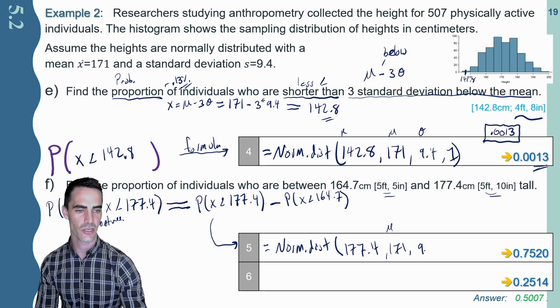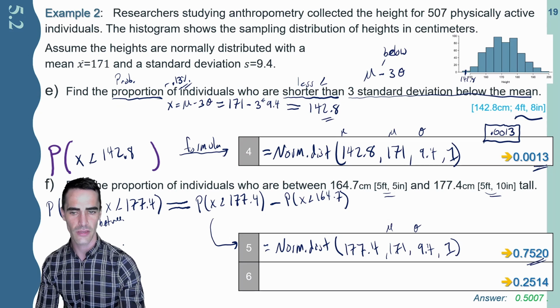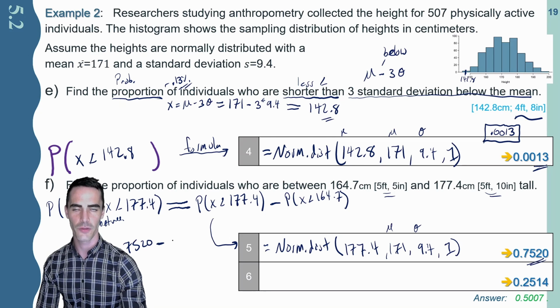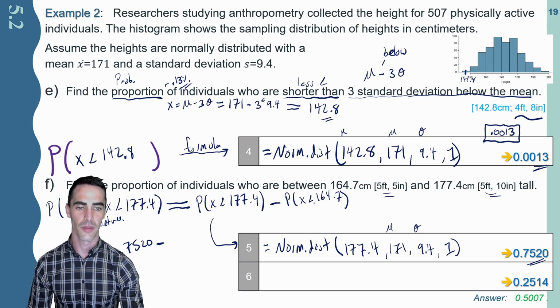I have the standard deviation, 9.4, and then always a 1 at the end. And it looks like that probability, let me write it over here, is 0.7520. But don't forget to compute that other probability. The probability that x is less than 164.7.